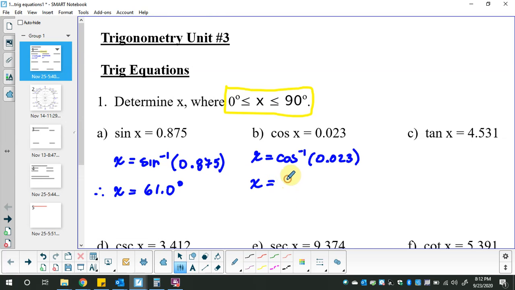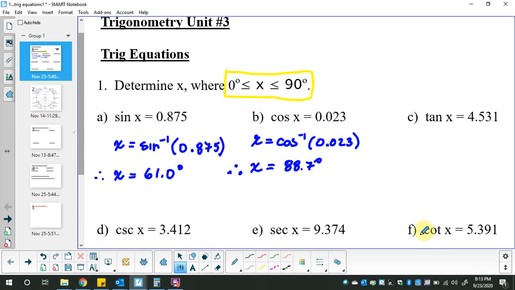And because 88.7 degrees is between 0 and 90 degrees, this is our therefore statement. And you shouldn't really have a whole lot of problems with these questions, because this ratio I've given you is positive. And if you think about it, the cast rule says all ratios are positive in 0 to 90. So it doesn't really create any issues.